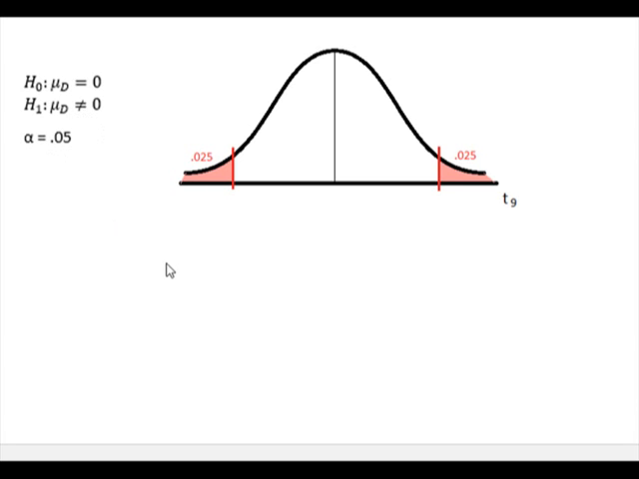And for alpha equals 0.05, that means our rejection region looks like this. So we've got the 2.5% of the smallest values and the 2.5% of the largest values. For 10 observations of differences, this is a t-test with 9 degrees of freedom. So instead of labeling this x-axis here with z, we label it as t, and I use the subscript 9 to indicate the number of degrees of freedom.